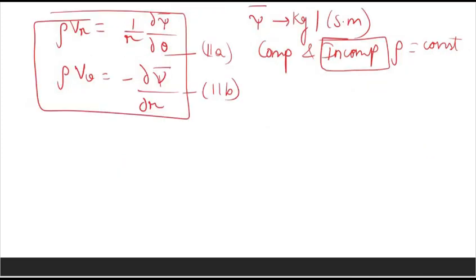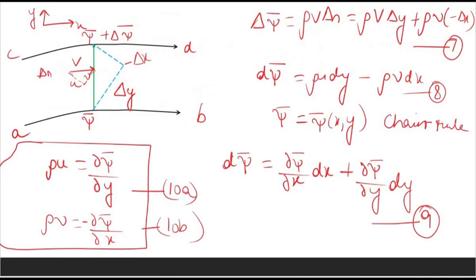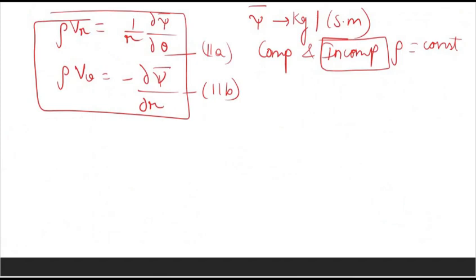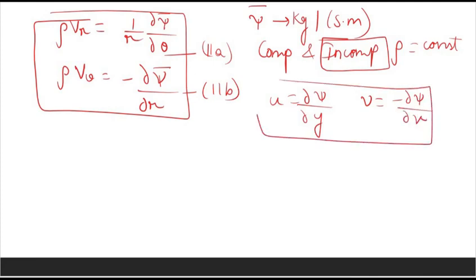Coming back to our equations 10a and 10b. What would happen if I say density is constant in this case? We would be only left with u and v. u would be ∂ψ/∂y and v would be minus ∂ψ/∂x. Let us say this is our 12a and 12b.